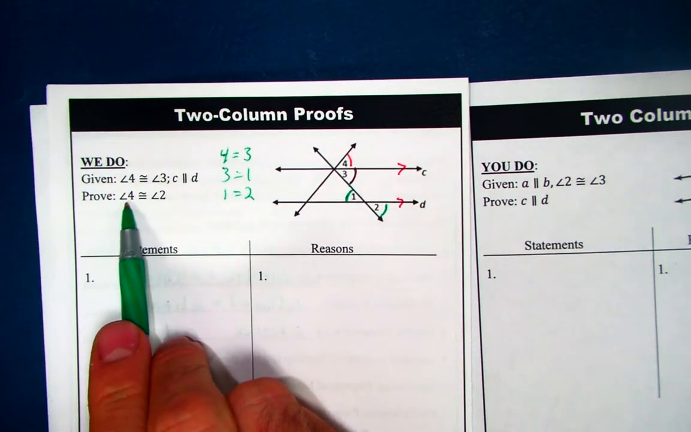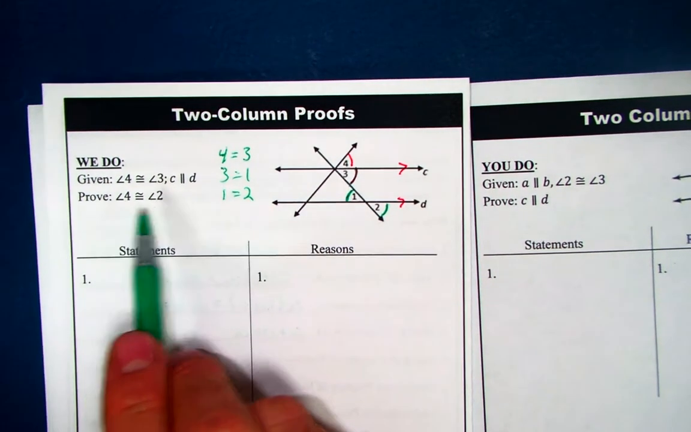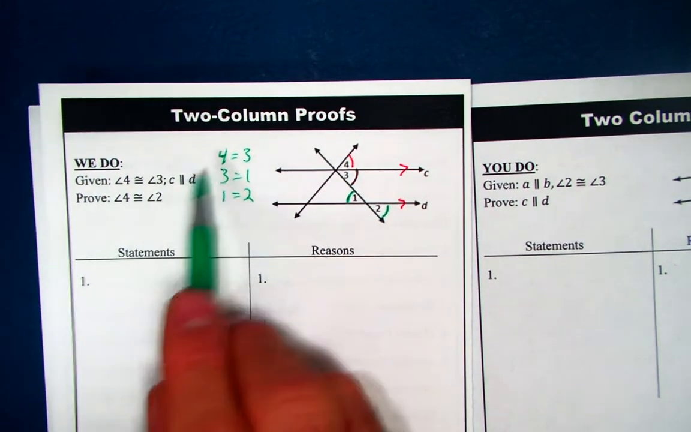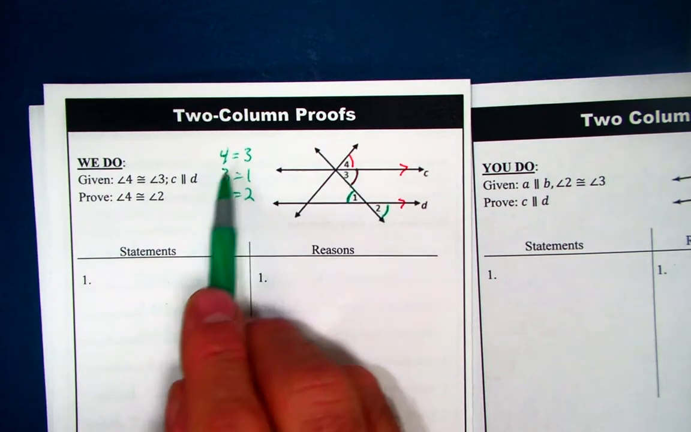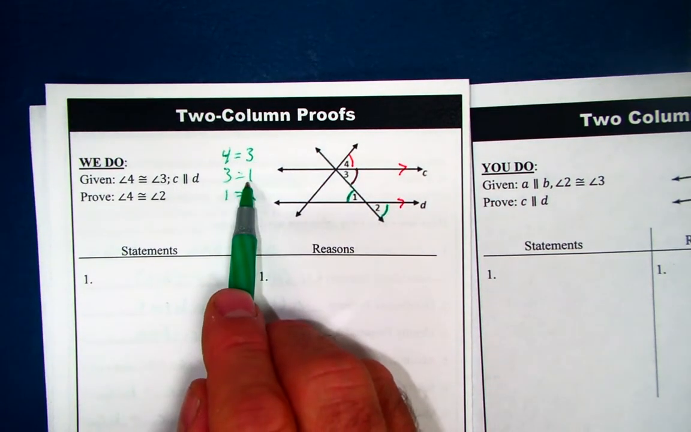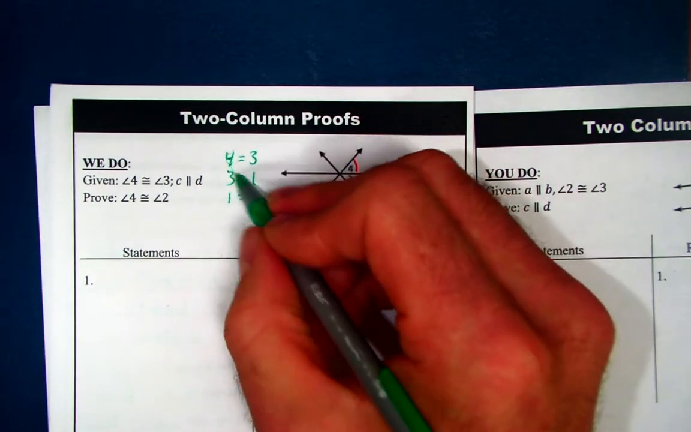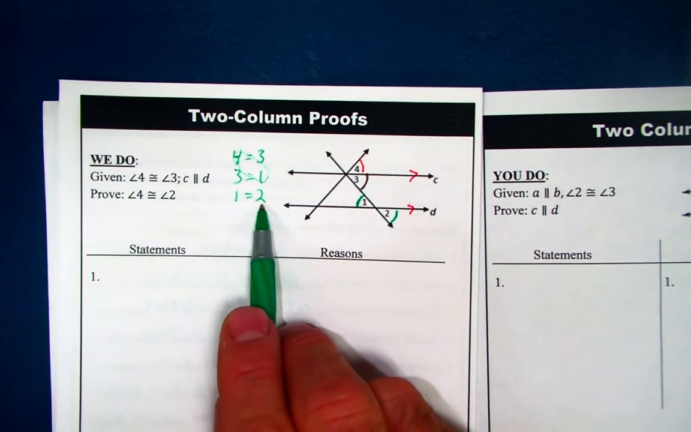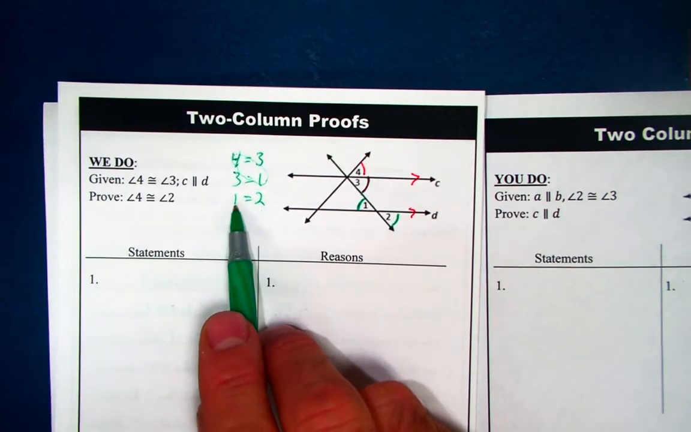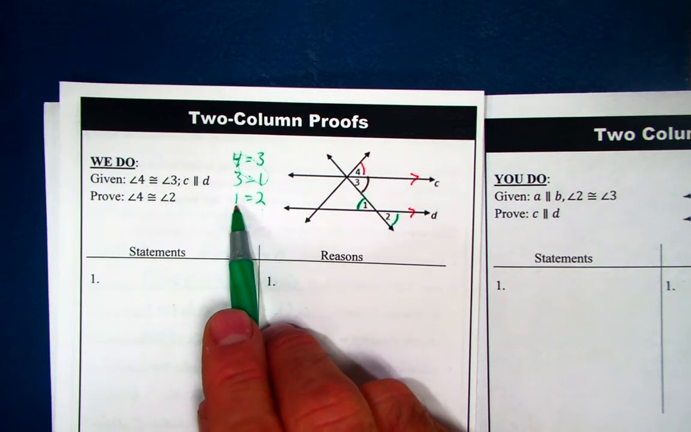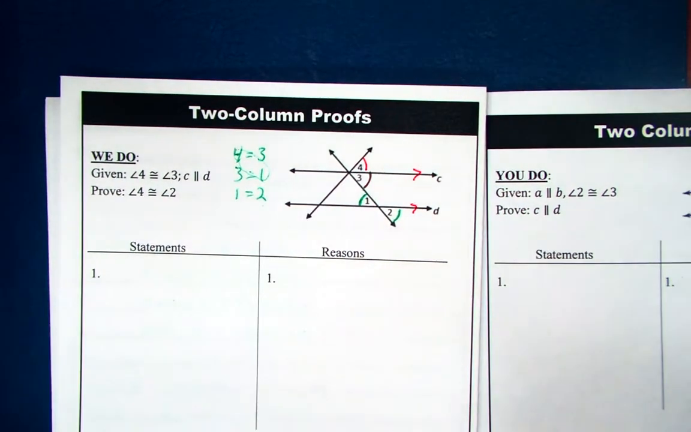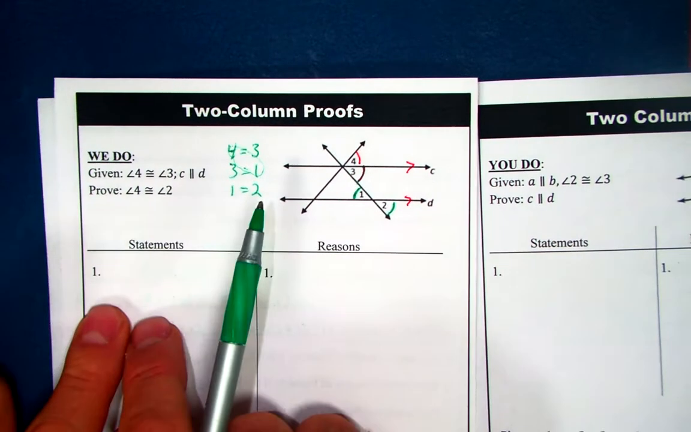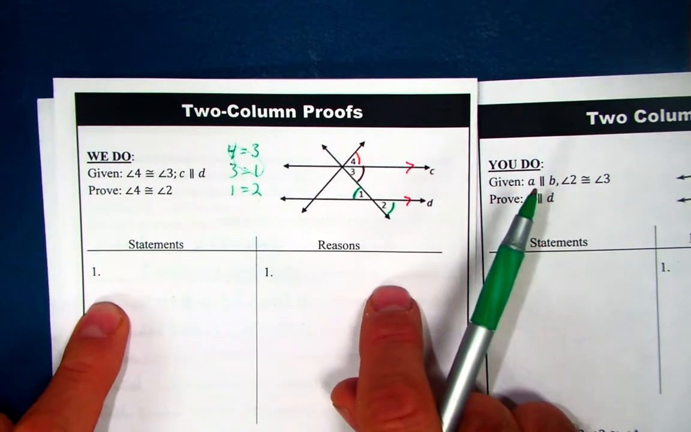Now keep in mind what we're trying to prove. We're trying to show that 4 and 2 are the same. Well, we know 4 and 3 are the same, and 3 and 1 are the same. Therefore, 4 and 1 are the same. And then we also know that 1 and 2 are the same. So that means we can replace this 1 with a 4, right? Use substitution. So we come up with a plan, then we write it down here formally in statements and reasons, how we know.